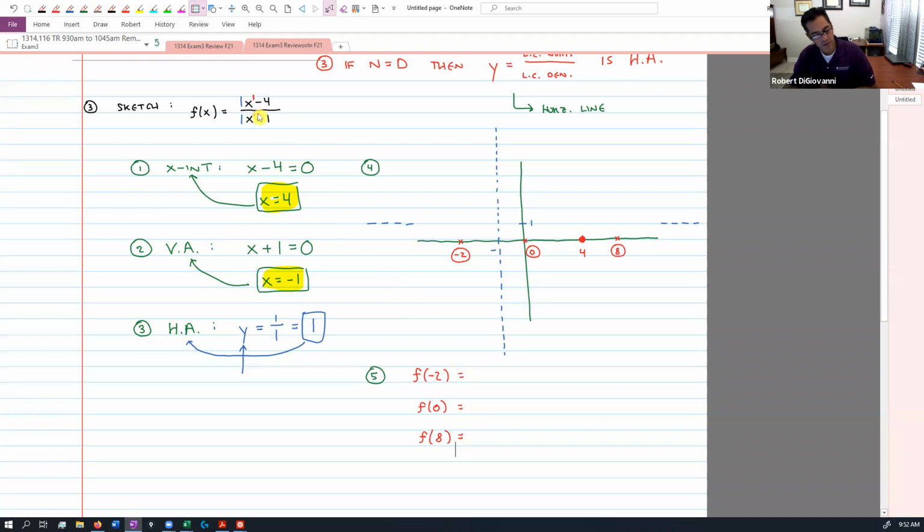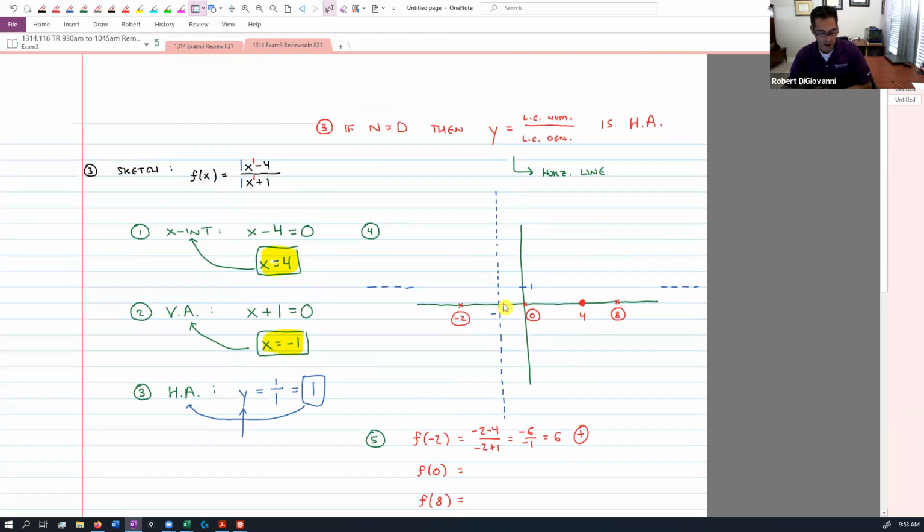I'm going to plug -2 into this function. So I should have -2 minus 4 over -2 plus 1. This gives me -6 over -1, and that gives me +6. And all that I care about is that it's positive, because that tells me that when I go to -2 and plug that in, I get a positive number. So something's going to come out up here. You'll see, I don't care if you put it up here at 6. It doesn't matter to me. It's just that it's above the x-axis. That's all that I care about.